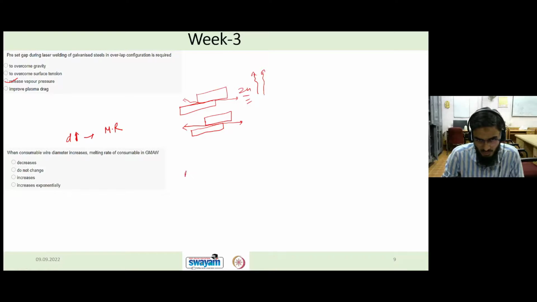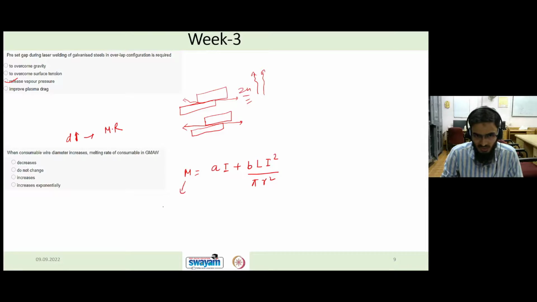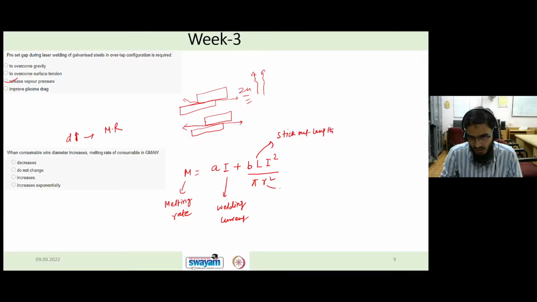Let's say melting rate is denoted by M, then this M is given by a constant A times welding current, plus another constant B times L I square upon pi R square. So M is the melting rate, you can make a note of it. I is the welding current. L is the stick out length. And R is the wire radius, the filler wire radius.